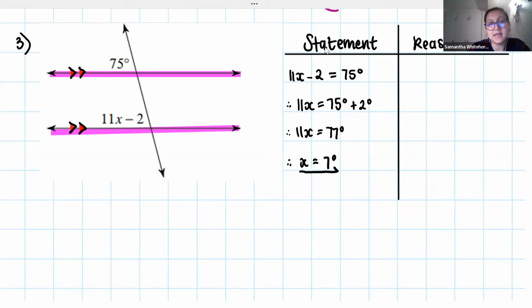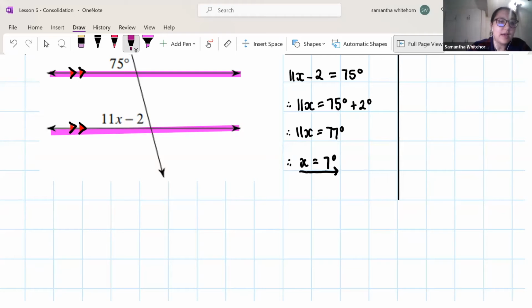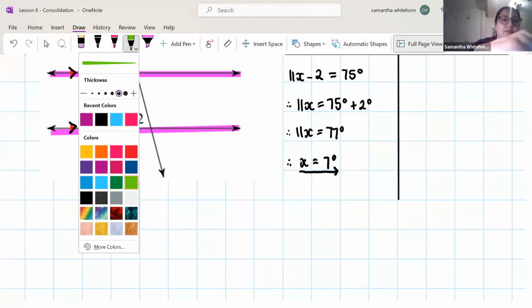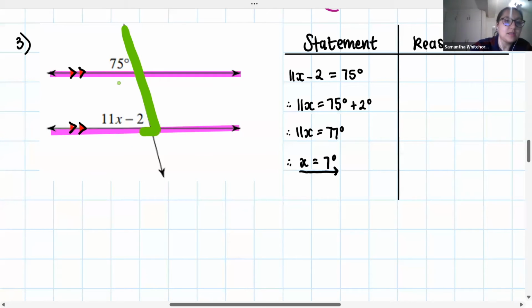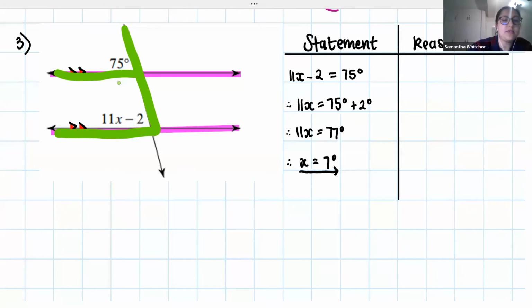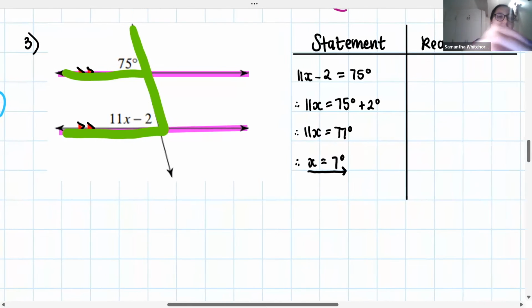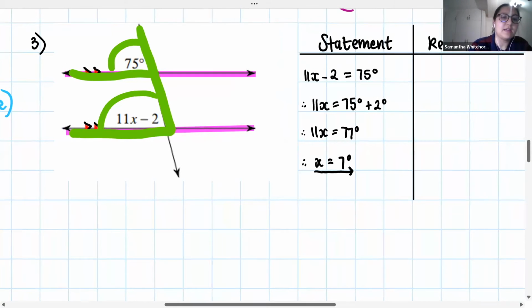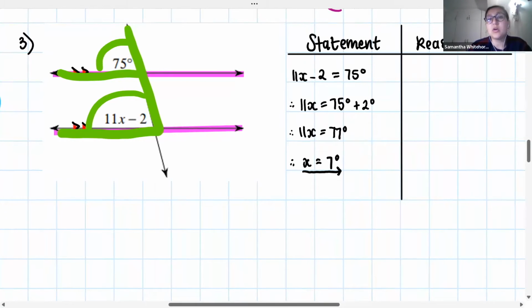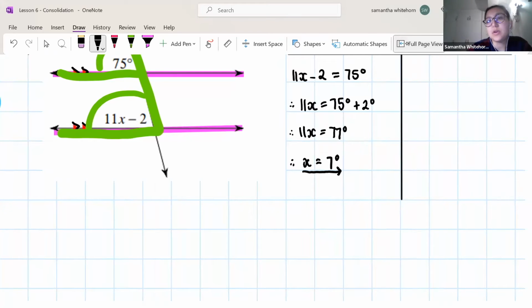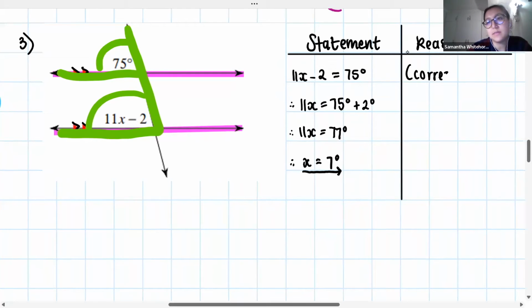Okay, so guys, exactly. X is equal to 7 degrees. So back to our reason. If we have a look here, because of our parallel lines, we've got this backwards upside down F shape. And so that means that 75 and 11x minus 2 are corresponding with each other. And so that means we are working with corresponding angles.